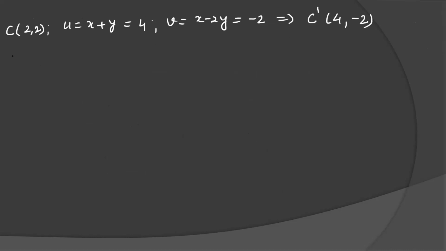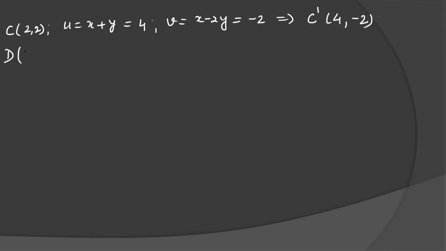C is (2, 2). Then your u will be x plus y, which is 4. And v is x minus 2y, so it will be minus 2. So you are getting a new coordinate C dash (4, minus 2).